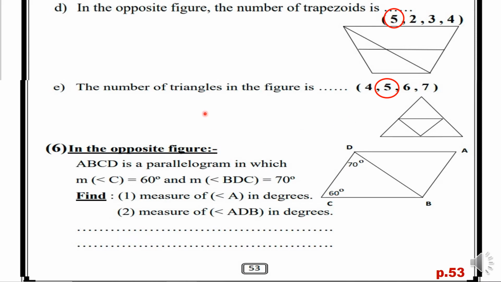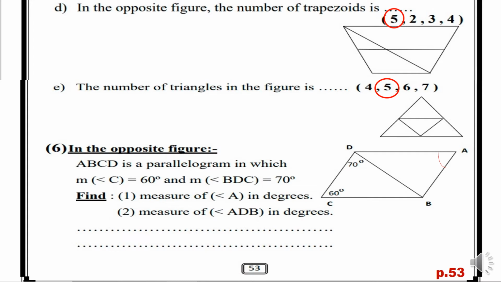In number 6, in the opposite figure, ABCD is a parallelogram in which measure angle C equals 60 degrees and measure angle BDC equals 70 degrees. I want first the measure of angle A and the measure of angle ADB. So I have here the parallelogram. I want to find measure angle A and measure angle ADB.